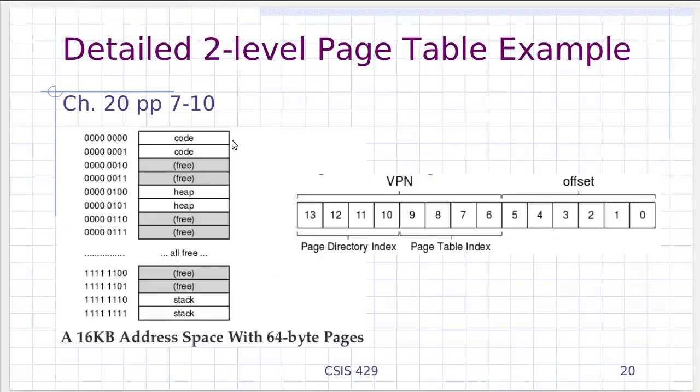Okay. So here's a detailed two-level page table example. You can find this in chapter 20 of the online book. Take a look at pages 7 through 10.